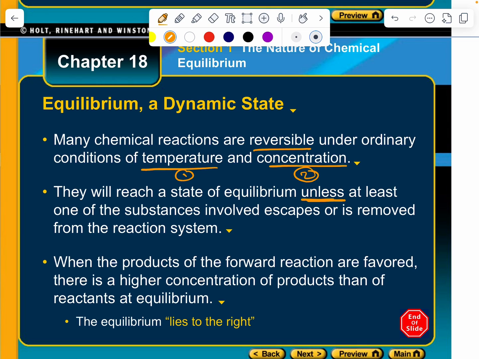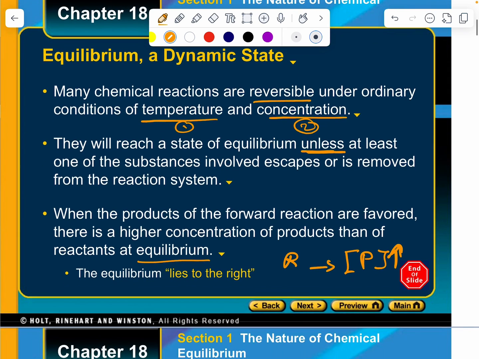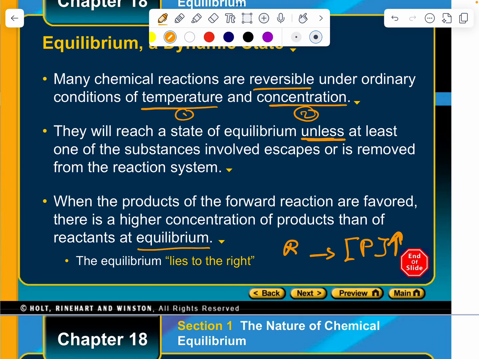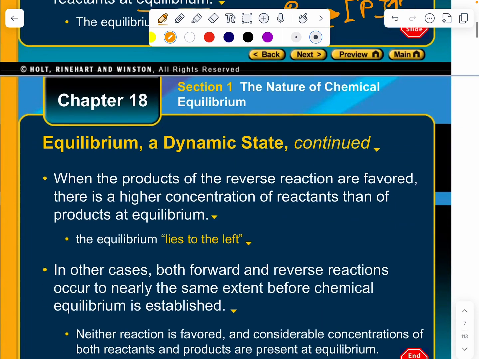the equilibrium will stop. When the products of the forward reaction are favored, there is a higher concentration of products than reactants at equilibrium. So if we have a reaction, with the reactants here and the products here, and the concentration of products is higher than the concentration of reactants, this means the equilibrium goes to the right more. That means the equilibrium lies to the right. And if we have the opposite, here's the opposite.